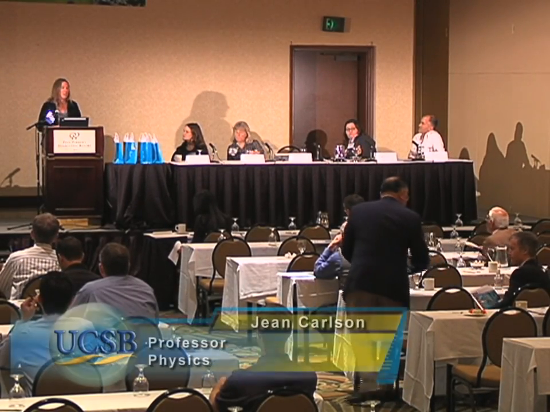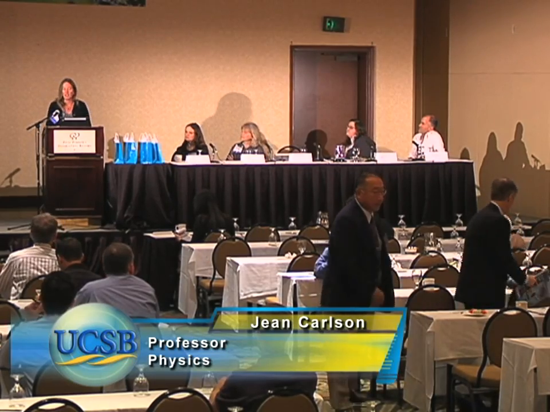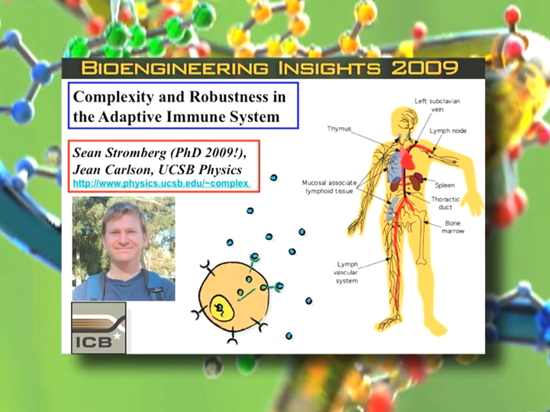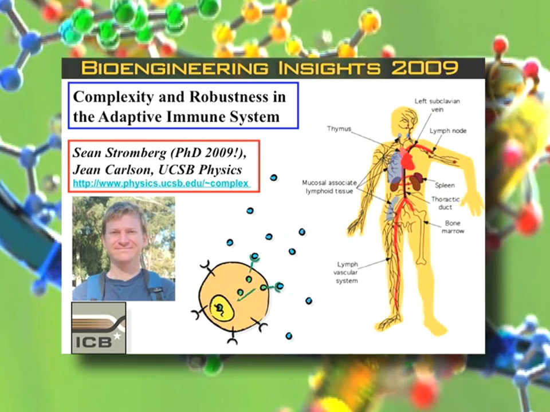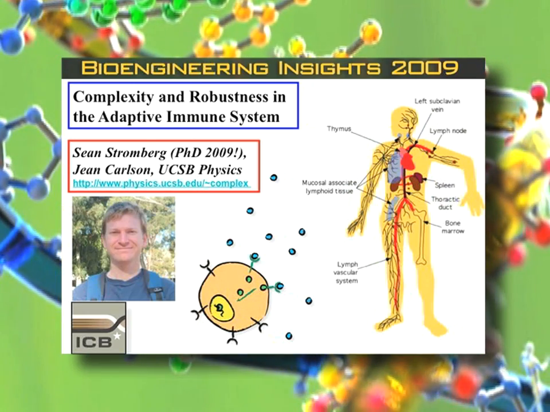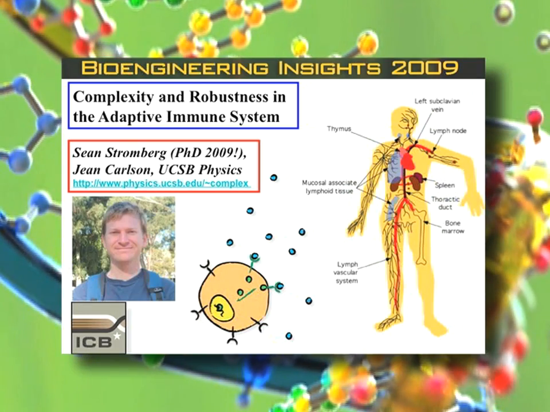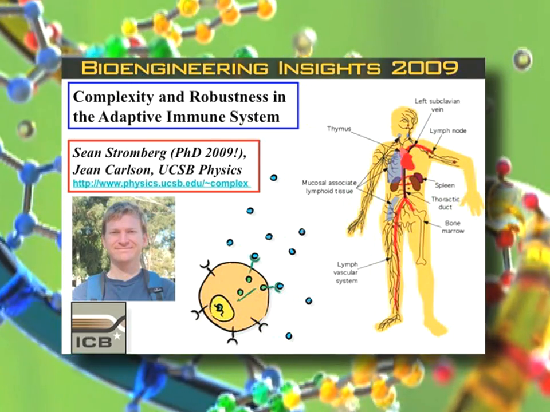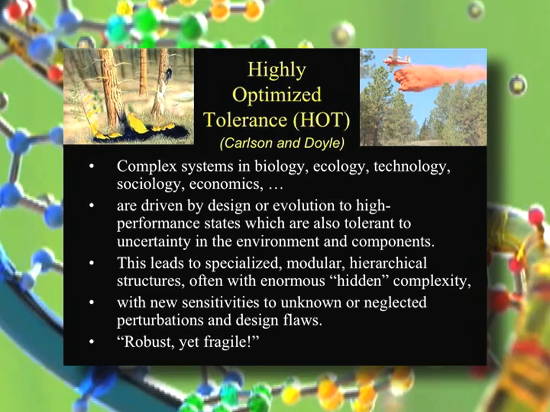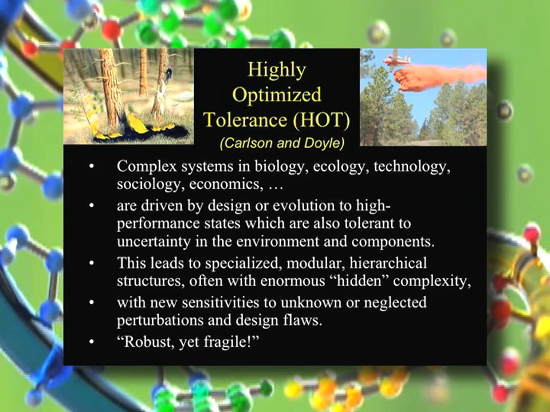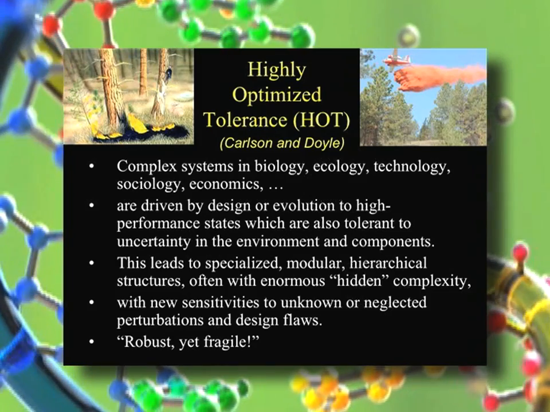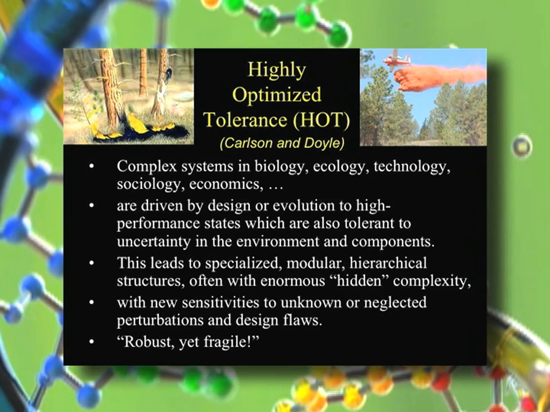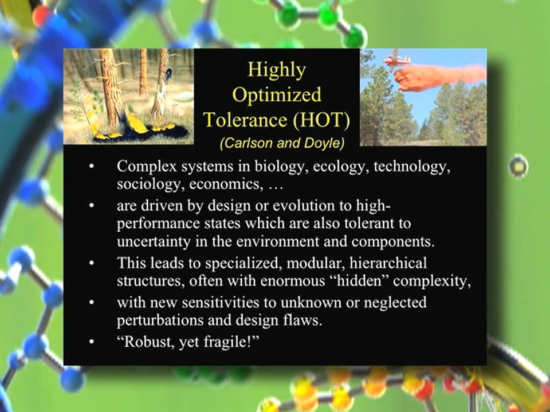My background is working broadly on complex systems and robustness trade-offs. Just recently one of my graduate students, Sean Stromberg, completed his PhD, and his thesis has been on robustness trade-offs and trade-offs between robustness and vulnerability that come about through natural adaptive mechanisms in the immune system. So here's Sean, and this work was supported by the ICB. It fits within a broader framework of work going on in my group and also with John Doyle from Caltech, under a general acronym we call highly optimized tolerance, which is a mechanism for complexity that seems to capture a lot of features of complex systems in biology, ecology and technological systems.